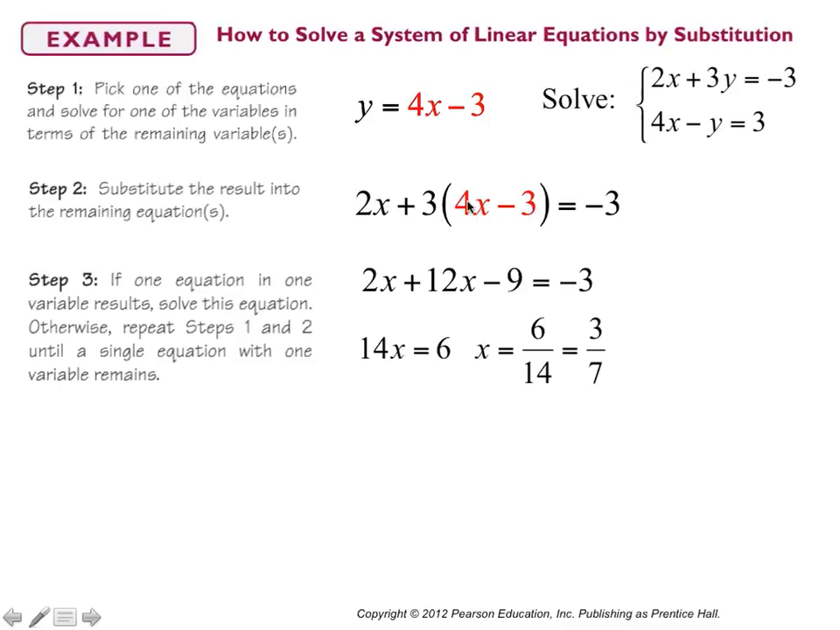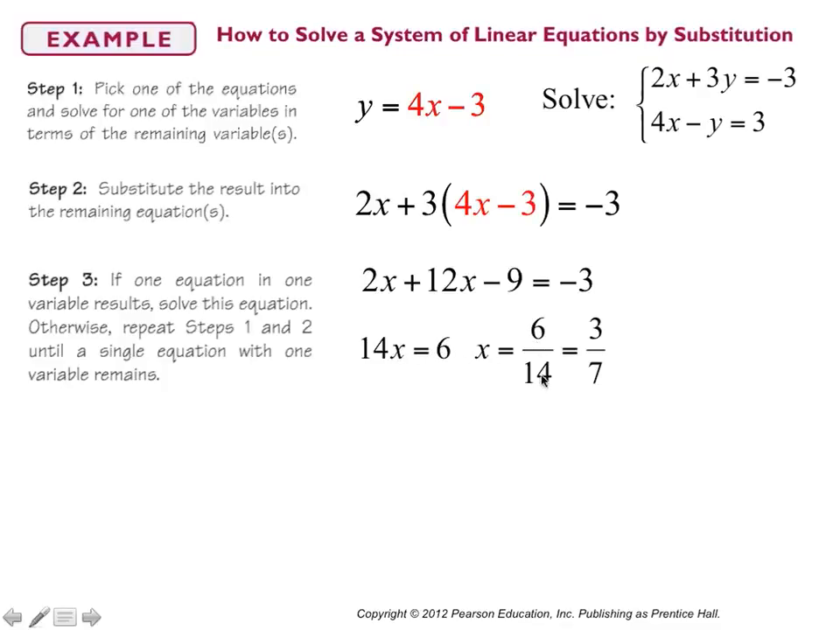We're going to take our 3 and distribute it. So 3 times 4x gives you 12x. 3 times negative 3 gives you negative 9. And then we combine our like terms. So 2x plus 12x is going to give you 14x. And we add 9 to both sides. So we get 14x equals 6, and then we divide both sides by 14.